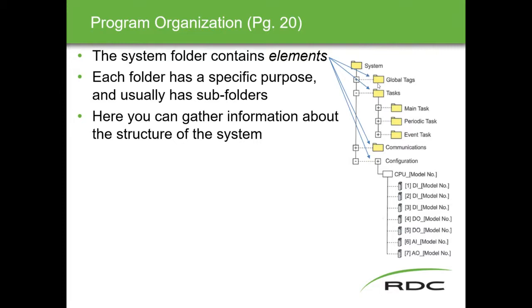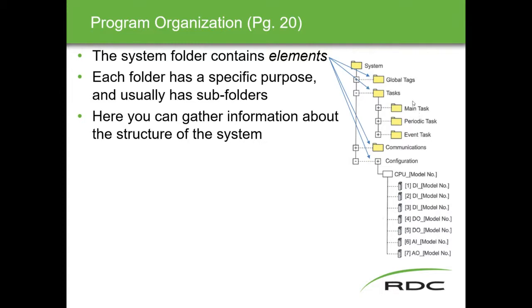So you'll have global tags. This is where we assign the IO to the data table. So we'll have our TT101 and our PS101 and our HS101, and they'll all be assigned to input and output addresses in data tables where the program can get information.